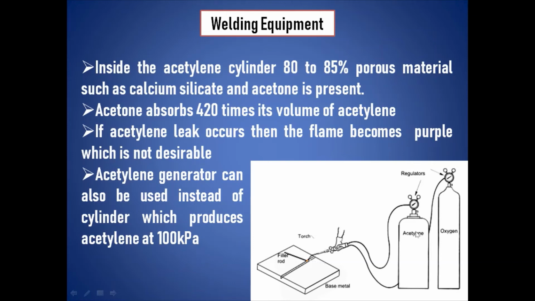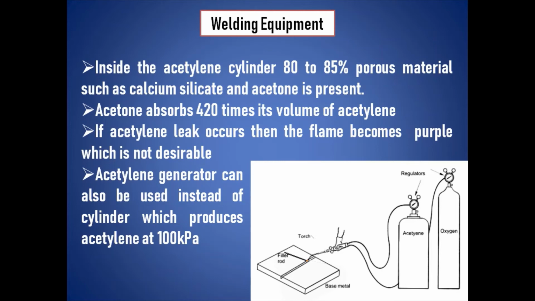Calcium silicate is a porous material inside which there will be acetone. One of the good qualities of acetone is that it can absorb 420 times its volume of acetylene, so we can store a larger amount of acetylene in a smaller volume.